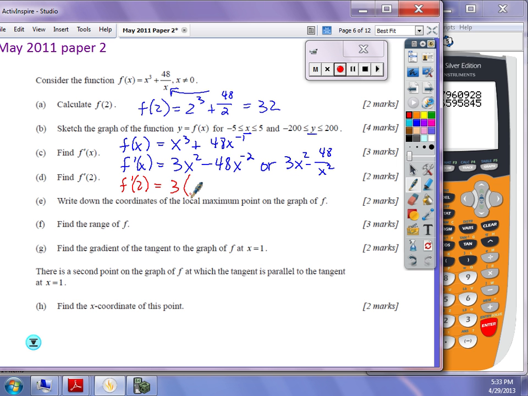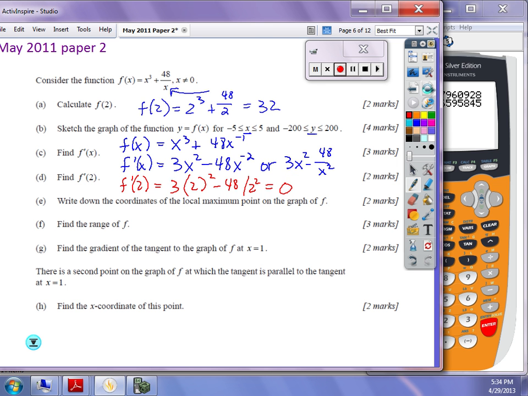I know I keep repeating this, but you've got to show your work. So if you're substituting a value into an equation, show the substitution. So 3 times 2 squared minus 48 divided by 2 squared is equal to 0. Show that calculation, and right now bells and whistles should be going off, because what does it mean when the first derivative is equal to 0?